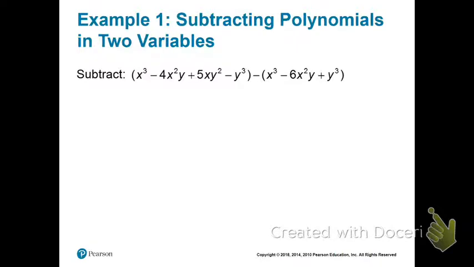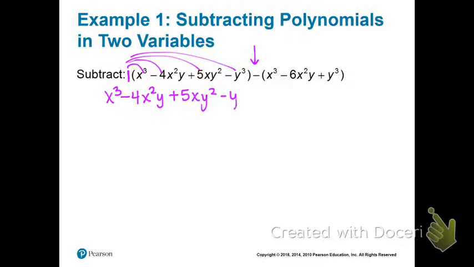All right, so we're going to do the same thing we did before. We're going to add and subtract. We're going to combine like terms. So let's look at this. Just like before, we've got to get rid of the parentheses because we are subtracting. And so we're going to put our 1 there and distribute it. Remember, 1 doesn't change anything, so we get x cubed, negative 4x squared y, positive 5xy squared, and then minus y cubed. And then here we're going to distribute the negative 1, which remember, that's just going to change the sign. So we're going to get a negative x cubed, positive 6x squared y, and a negative y cubed.